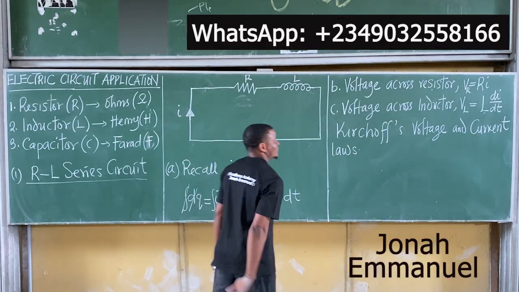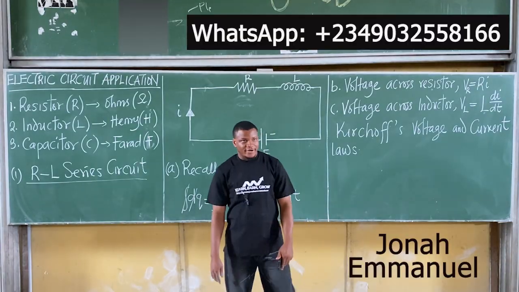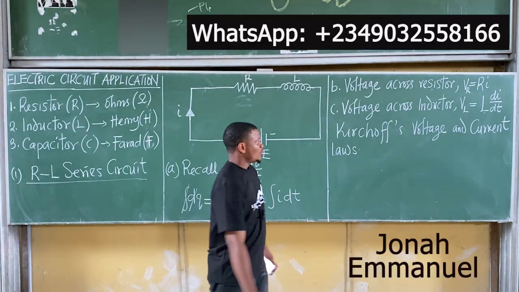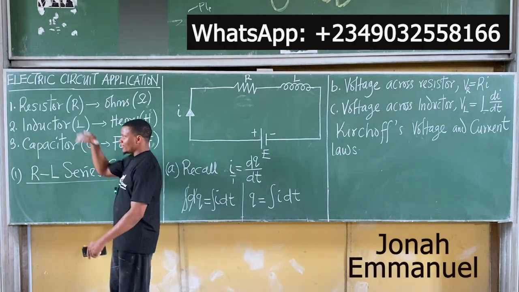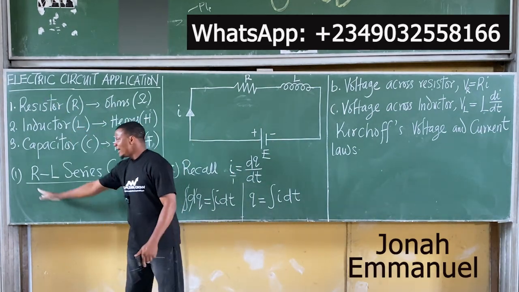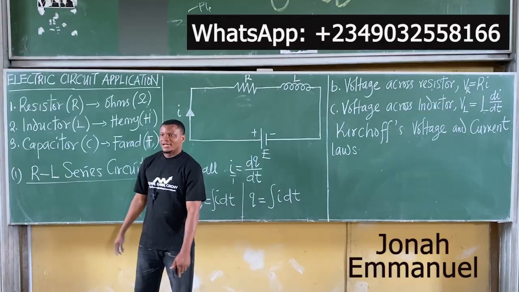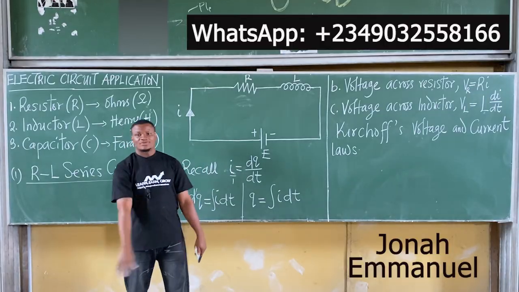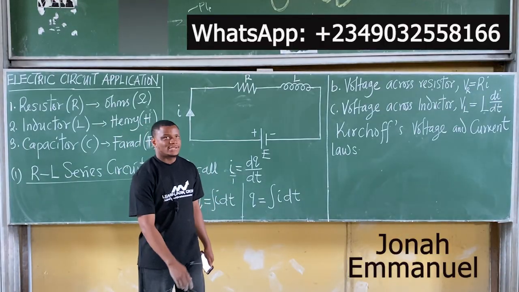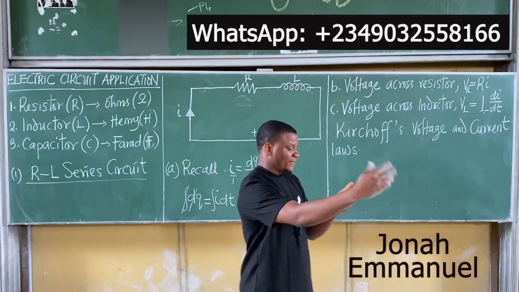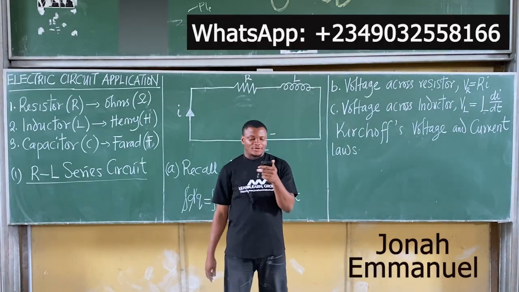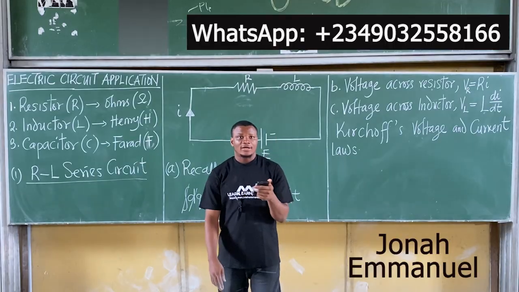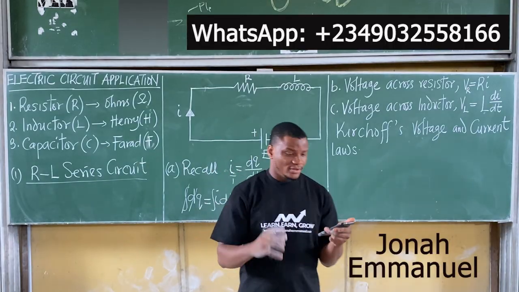Using Kirchhoff's voltage and current laws. We use Kirchhoff's voltage law to get the first order equation for RL series. Then we use Kirchhoff's current law to get it for RC. Let's proceed, please. Using Kirchhoff's voltage and current laws, let's look at the voltage law. Kirchhoff's voltage law. This is just a summary.